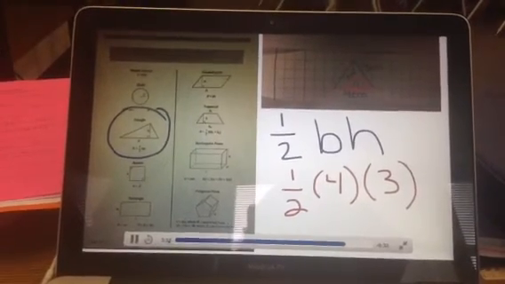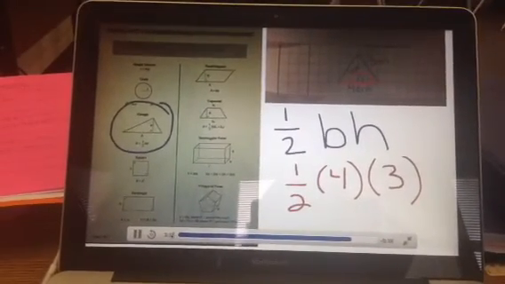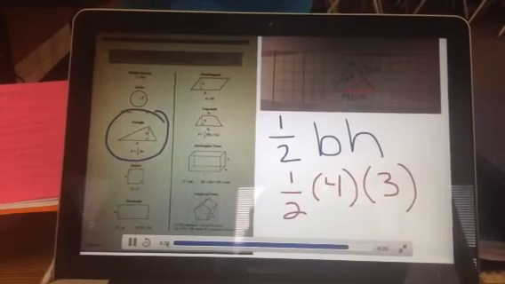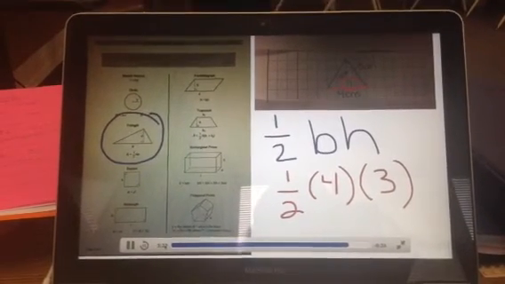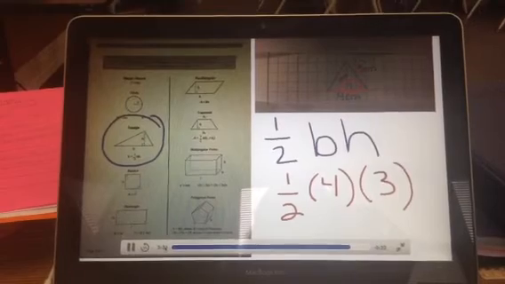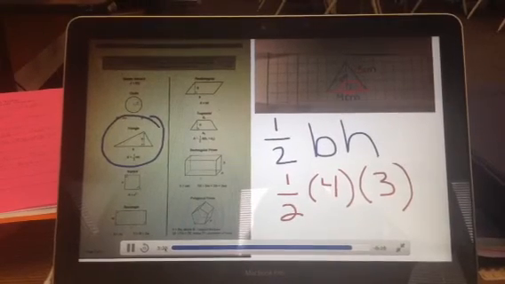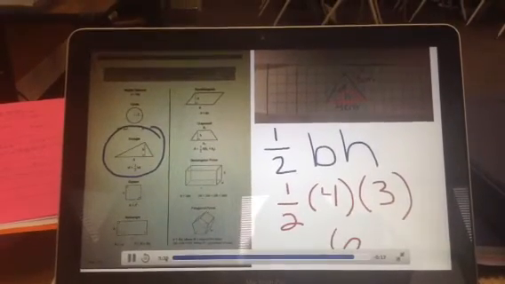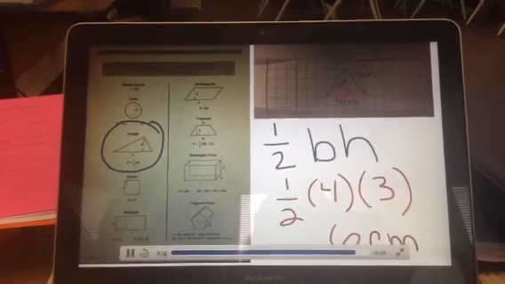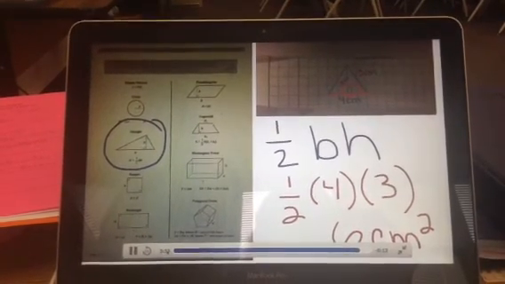So remember, we have multiplication here. It doesn't matter the order we do it in. We can go left to right, or we can multiply the 4 and the 3 and then take half of it. So if we do half of 4, we get 2. And then 2 times 3 gives us 6. So it'll be 6 centimeters squared, again, because it's area.